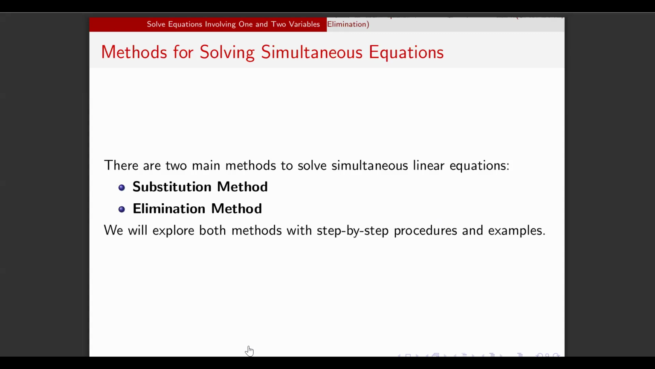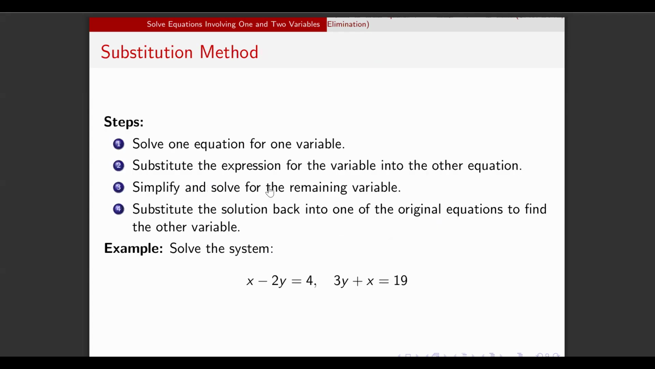There are two methods of solving systems of equations or simultaneous equations. The first method is using the substitution method, and the second method is using the elimination method. Let's look at both of them step by step.